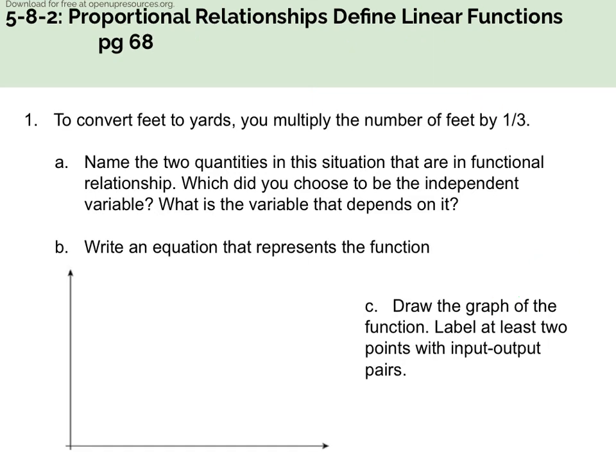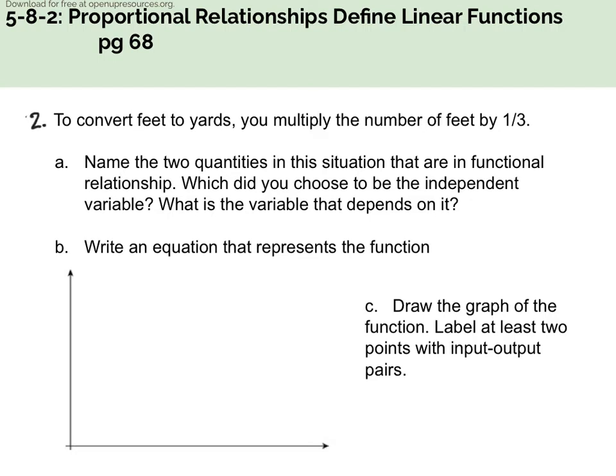All right, here on page 68, here is number 2. It says to convert feet into yards, you multiply the number of feet by 1/3. Name 2 quantities in the situation that are a functional relationship. What do you do as your independent and dependent? Write an equation, and then also draw the graph. And then we have at least 2 points with the input-output pairs. Go ahead and pause, and then come back to me again.